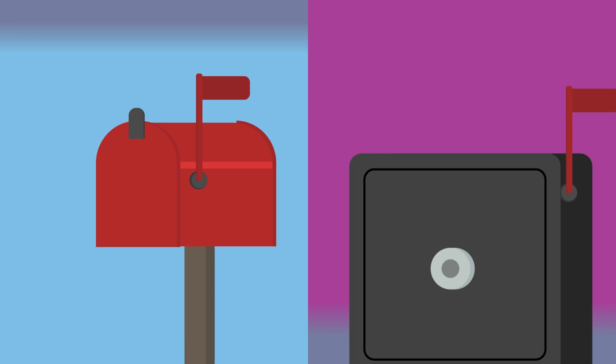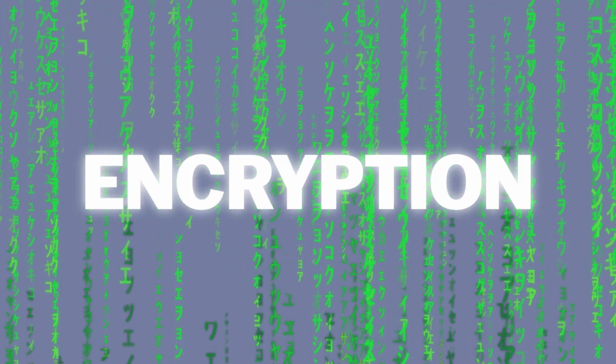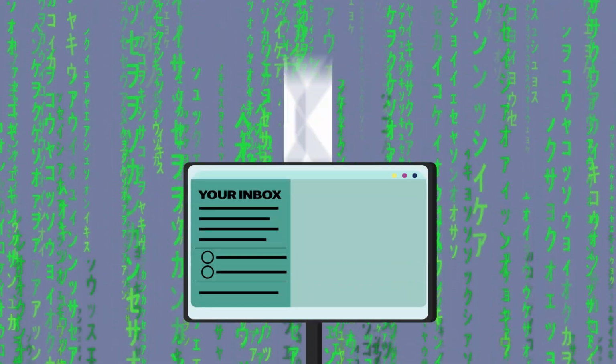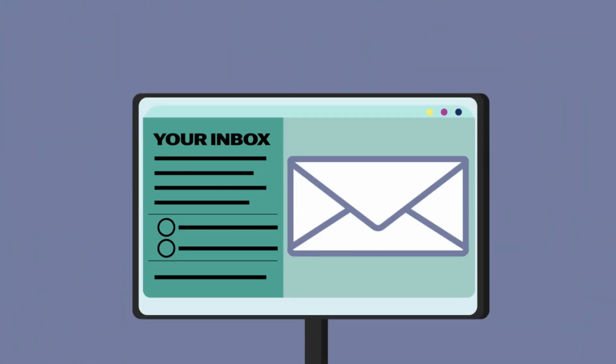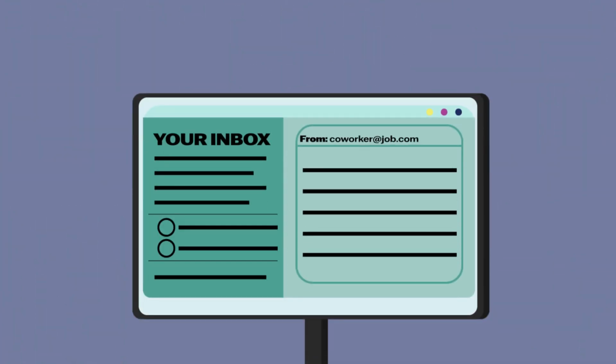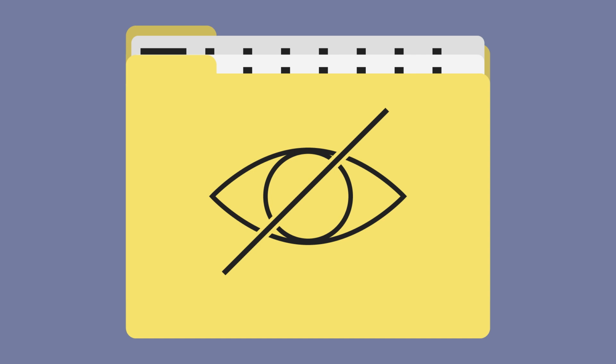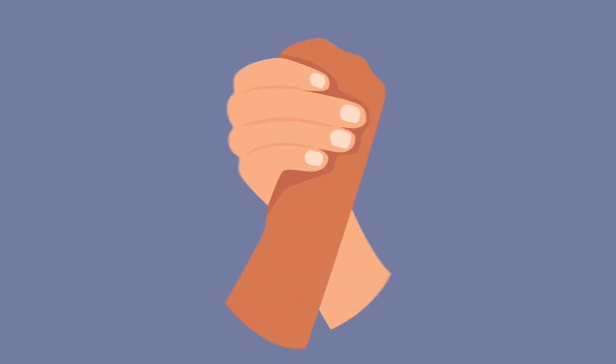So what exactly are the benefits of S-MIME certificates? First and foremost, encryption. S-MIME encrypts your emails, ensuring that only the intended recipient can read them. Secondly, authentication. S-MIME provides a digital signature, confirming that the email has actually been sent from you and hasn't been tampered with or altered in any way. This dual functionality not only protects sensitive information, but also builds trust in your digital communication.